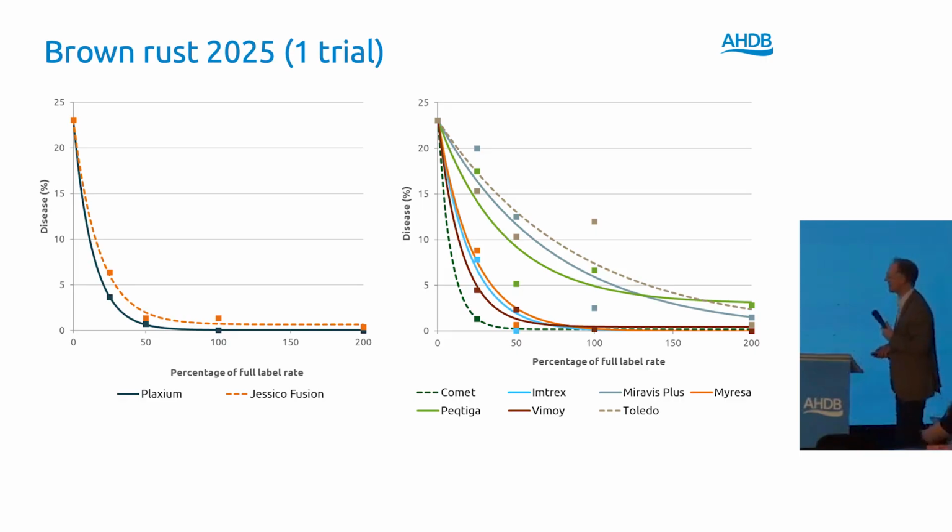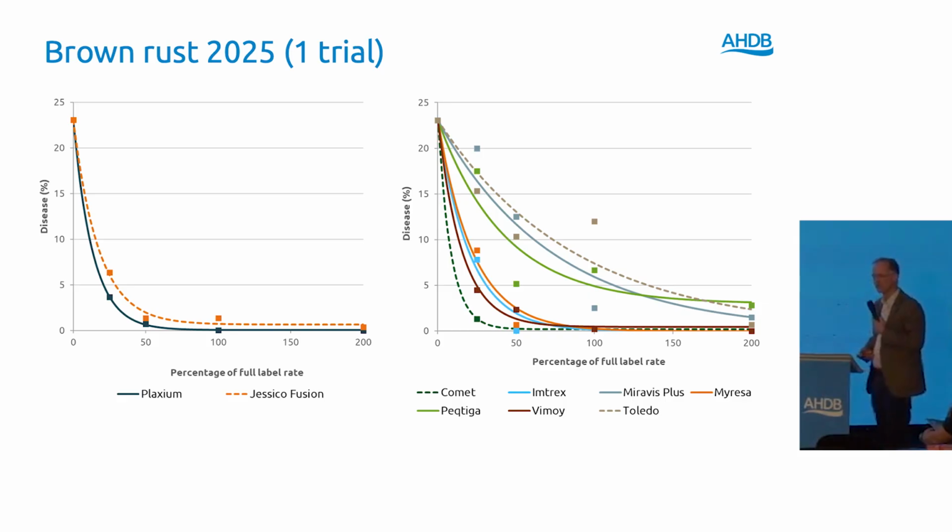So moving on to look at brown rust. Quite a lot of actives we tested last year, and quite a few things working really well. Comet does a great job on brown rust, always has. Vimoy, Imtrex, those two SDHIs really active on brown rust as well. And actually Myrisa, very, very strong on brown rust as well. A couple of products performing perhaps less well, but then we would have known that Miravis and Pectiga weren't as active on brown rust, but they're really specialist septoria products.